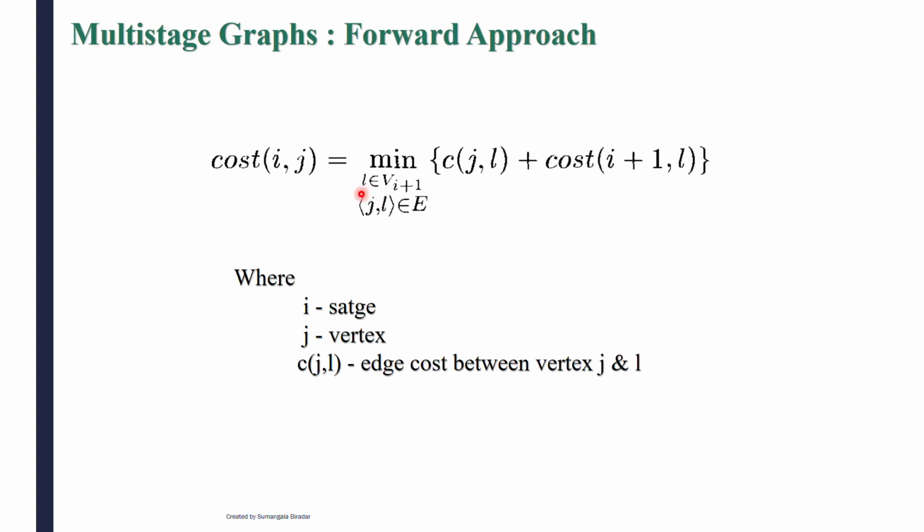This is the equation you use to find the solution, and here you use the term L belongs to V of I plus 1. So in the next stage, all the vertices you have, you have to check. And from J to L, all the edges that connect them you have to consider. E is the set of edges and V is the set of vertices. These are some of the terms used in getting the solution.